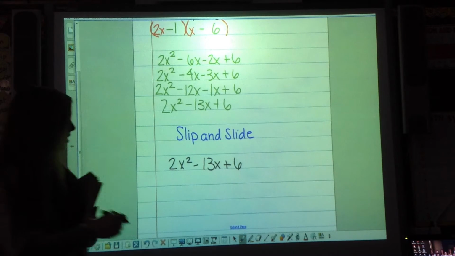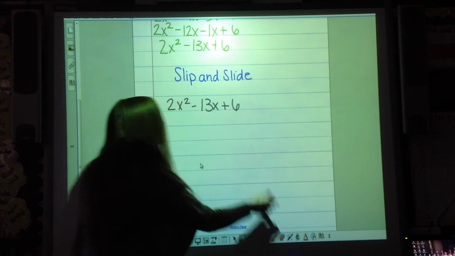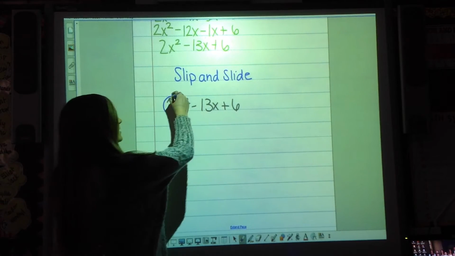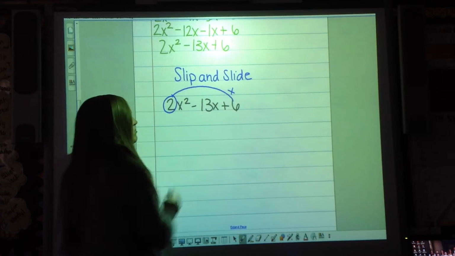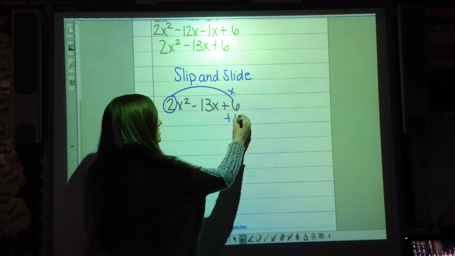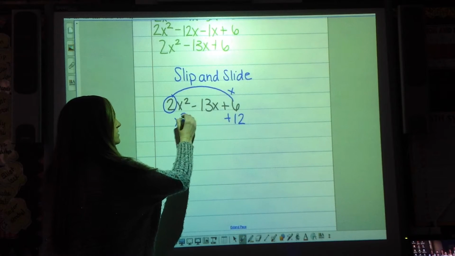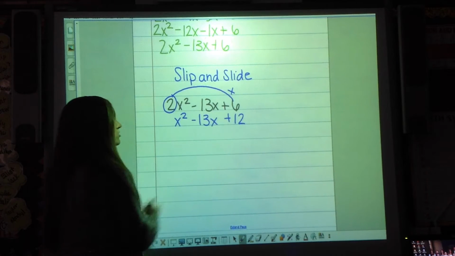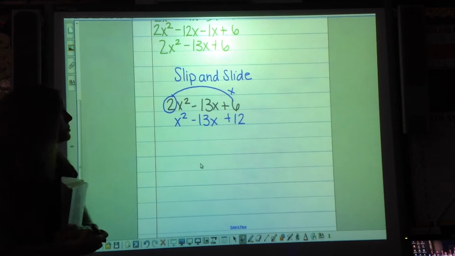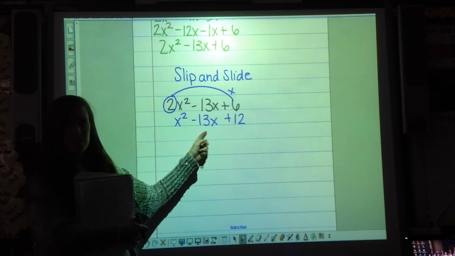There's a reason why it's called slip and slide. What you're going to do is take the first term and slip it to the back. When you slip it to the back, it's like multiplying. 2 times 6 is 12. So this term is now 12. The first term is x squared and the middle term didn't change. When you slip that coefficient to the last term, notice this is like yesterday's lesson.